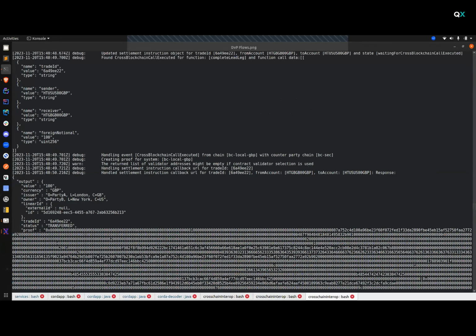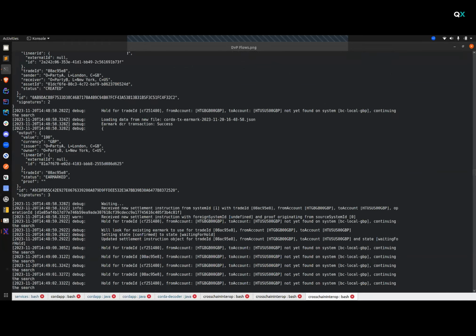It's the same as for the DVP test. You can step through the logs if you want to. And I think that should conclude the demo.